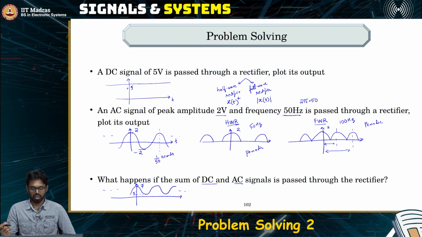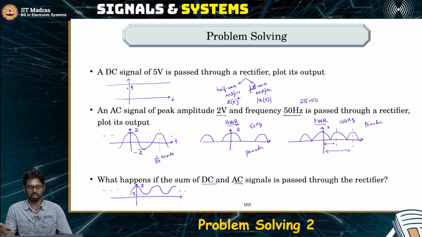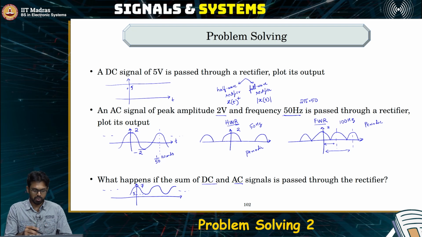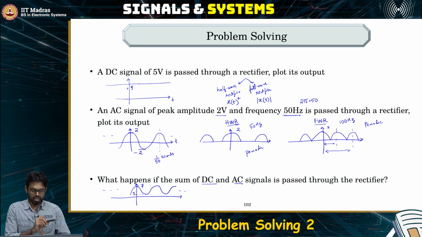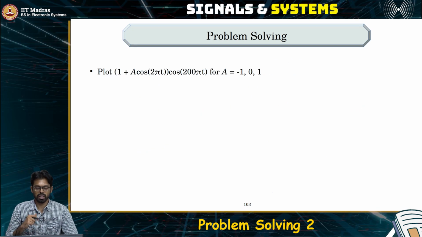And then we had the sum of DC and AC signals, and as you can see here, this does not get affected by the rectifier at all. So individually, if you see these two signals, they were affected differently by the systems. Okay, let's take another example.